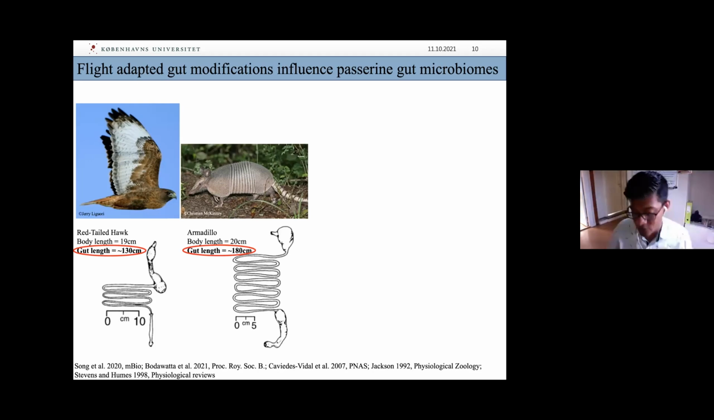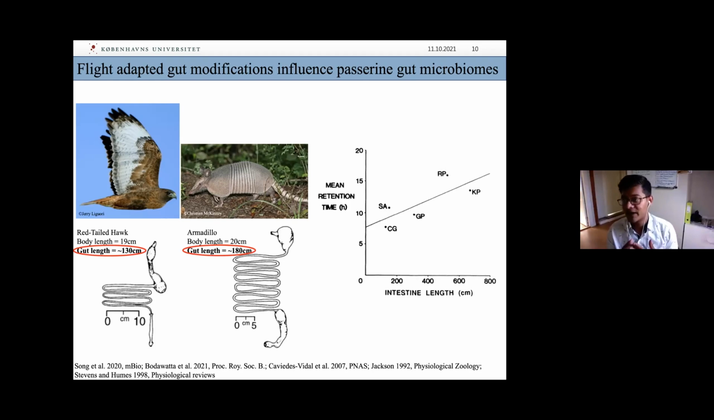We also see that the digestive tract length, or the gut length, of a bird is associated with the retention time, how long they keep their digesta in the digestive tract. Taken together, this suggests that if you're a larger bird with a longer digestive tract, then you will retain your food for a longer time, providing a more stable gut environment compared to a smaller bird with a shorter digestive tract. With that, I hypothesized that if flight-adapted gut modifications are important for the community structure of gut microbiomes, then we would see larger birds with longer digestive tracts have more stable microbial communities compared to smaller birds. So I tested that.